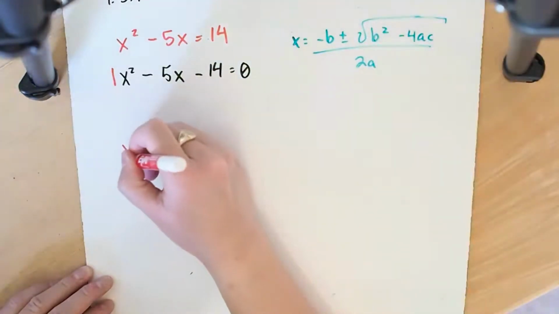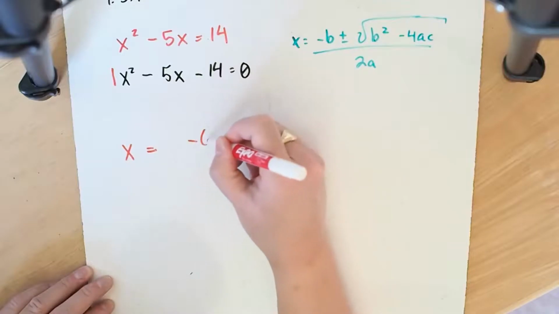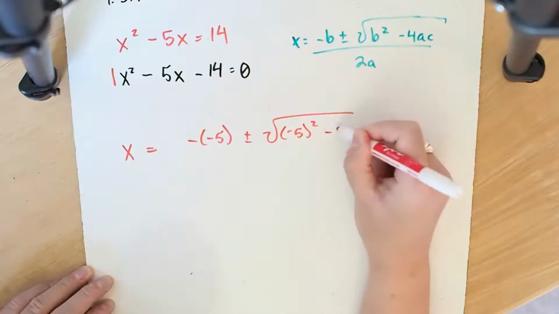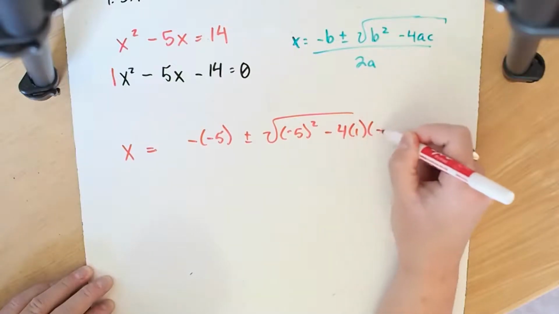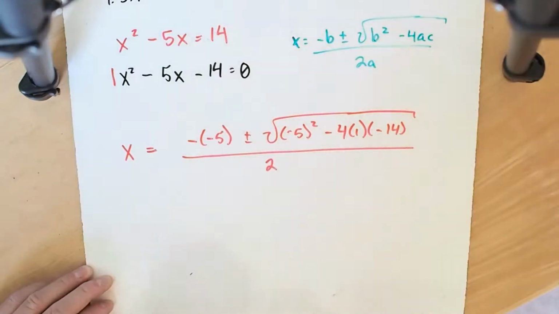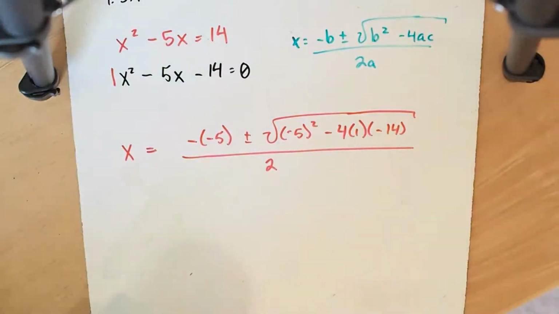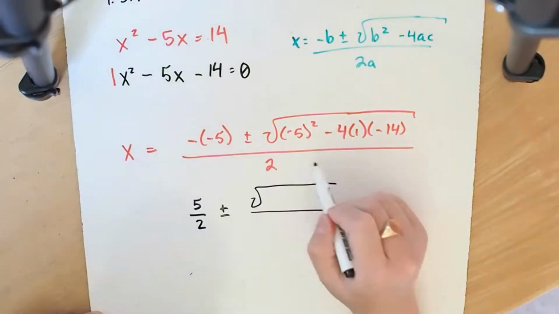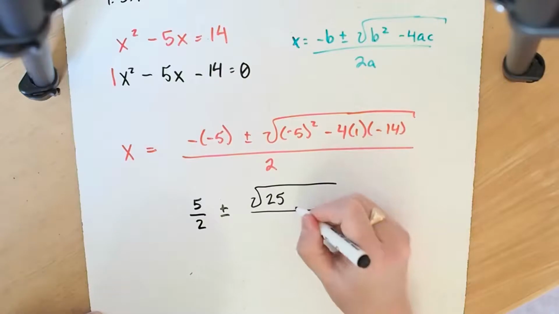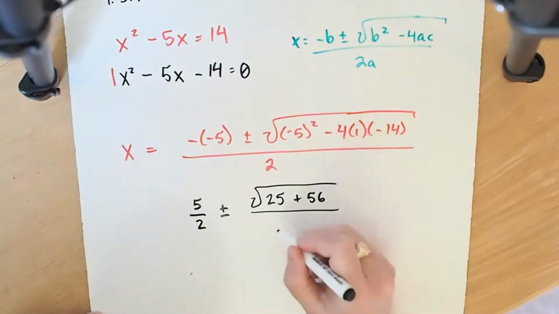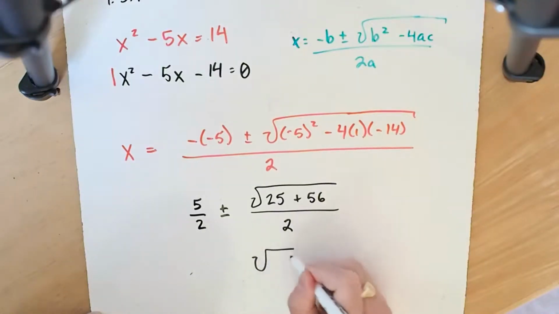Alright, we're going to get that x is equal to -5 plus or minus the square root of -5 squared minus 4 times 1 times -14, all over 2 times 1, which we don't have to write. Simplifying that, I'm going to split it into two chunks, and I'm going to get +5 over 2 plus or minus the square root of 25 plus, because there's a negative multiplying a negative, 56, all over 2. So I'll get the square root of 81 over 2.